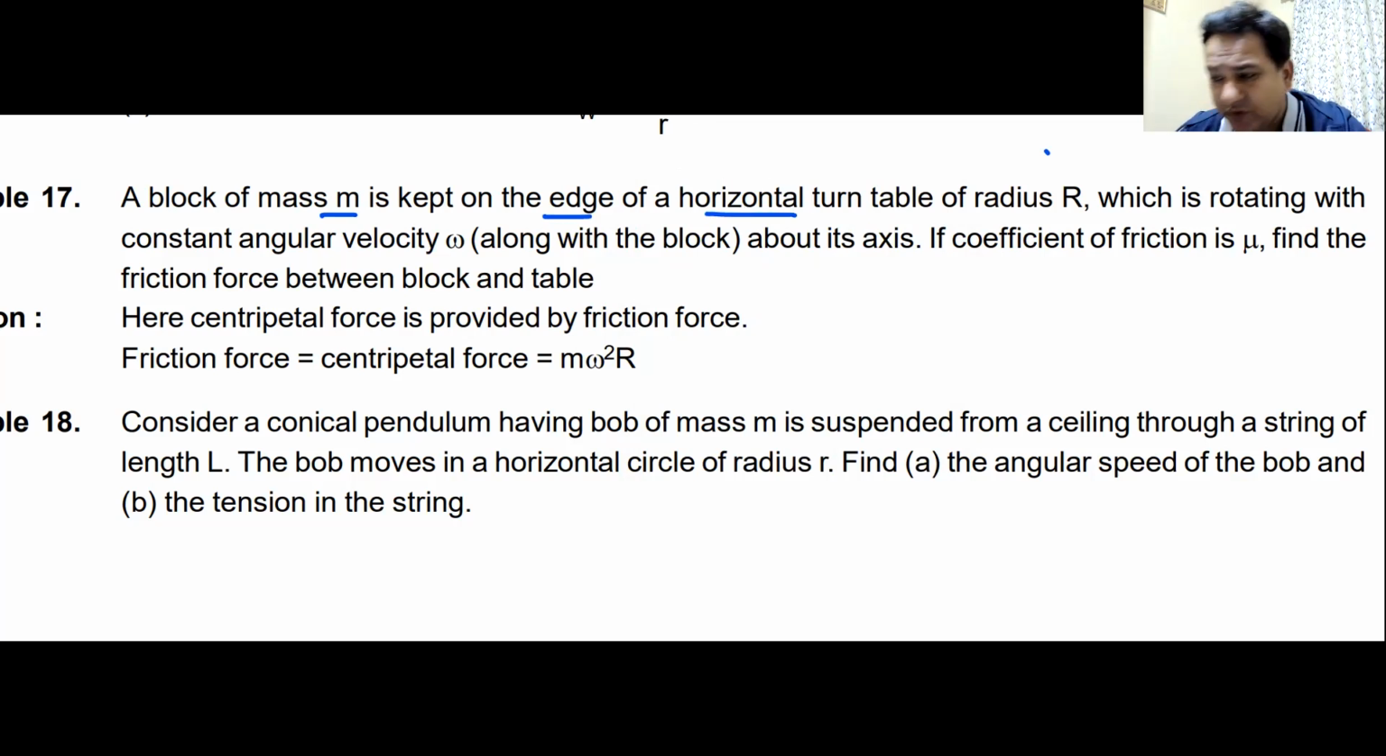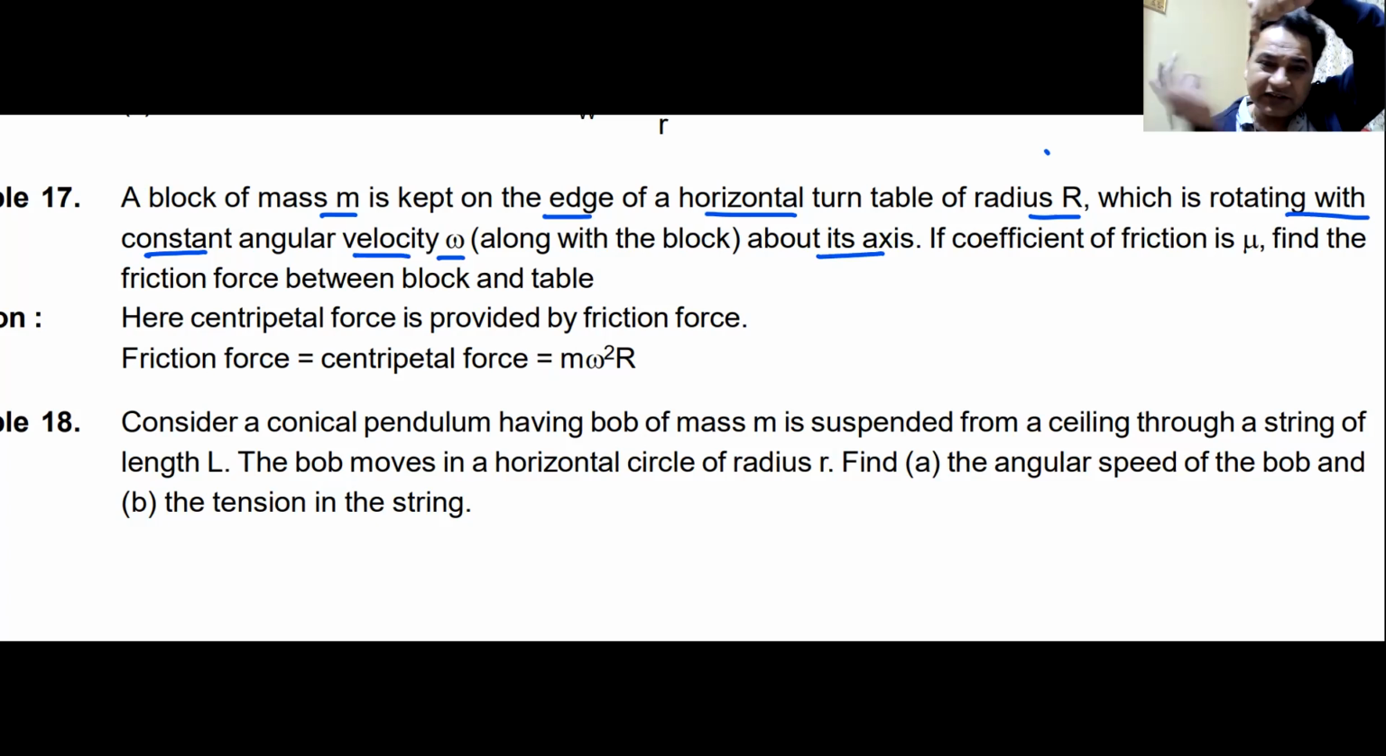Turntable, you understand the meaning of turntable? A turntable is a table that can turn, of radius r, which is rotating with a constant angular velocity omega along with the block. So you have a turntable and a block kept on the edge of the turntable, and the block is moving with the turntable about its axis.